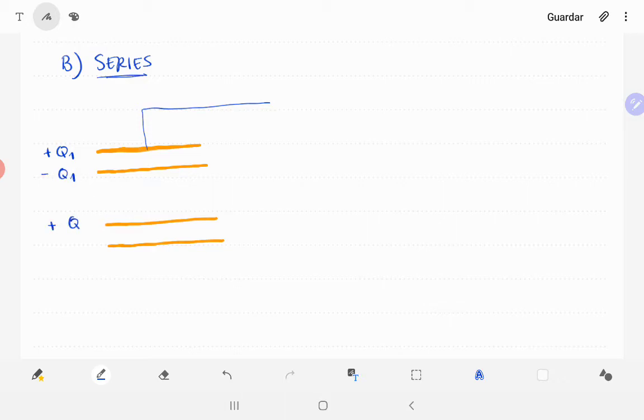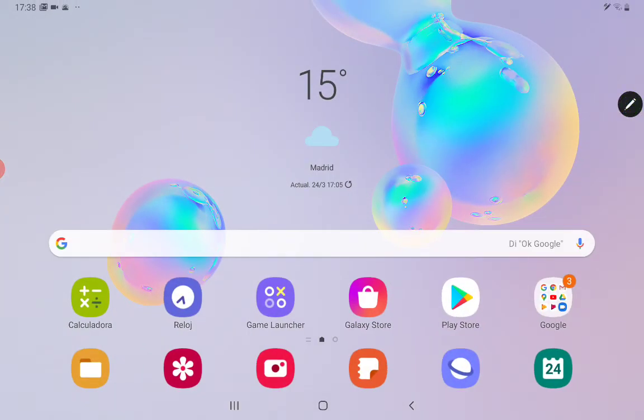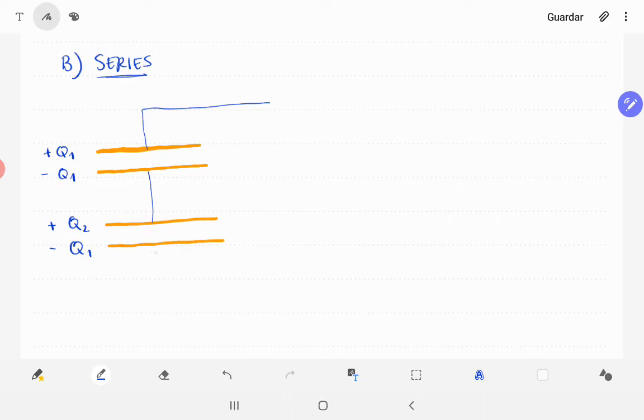We're going to combine the positive plate of the second one with the negative plate of the one up there. So this has to be point A, this has to be point B, okay? This is C1, this is C2. The difference of potential between plates of the first one is V1, between plates of the second one is V2, so C1 has to be Q1 divided by V1, and C2 has to be equal to Q2 divided by V2.